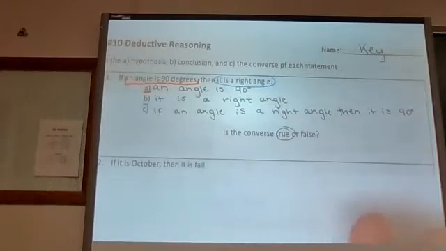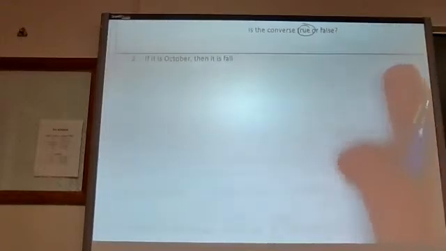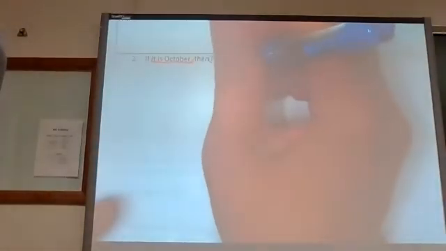Our next statement, if it is October, then it is fall. What's the hypothesis? It is October. And the conclusion is, it is fall. This underline circle thing, you'll be asked to do that on quizzes and on reviews. So underline the hypothesis, circle the conclusion. My hypothesis is it's October. My conclusion is it is fall.